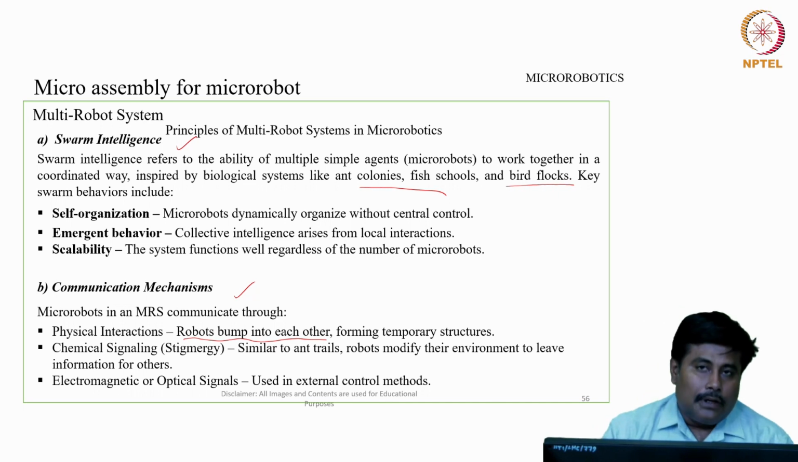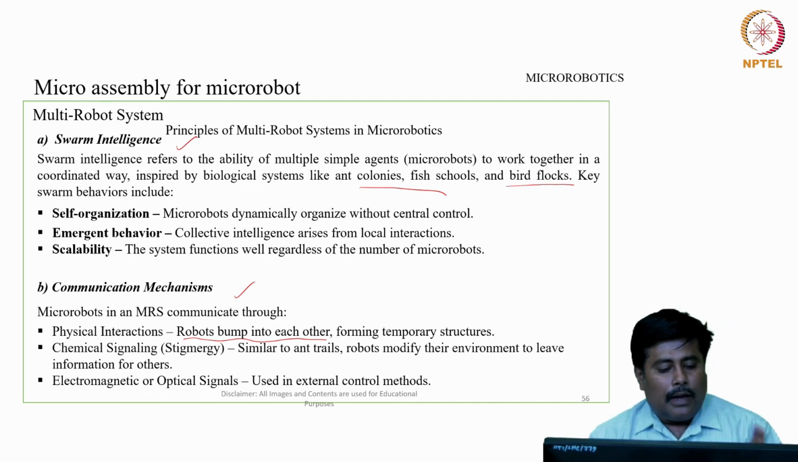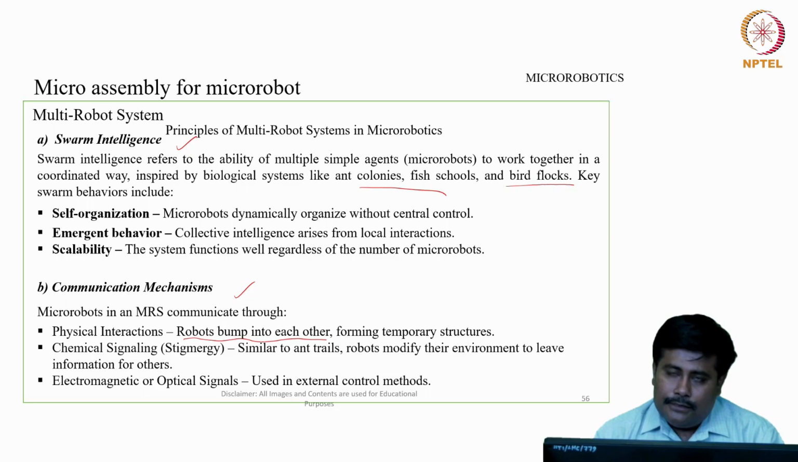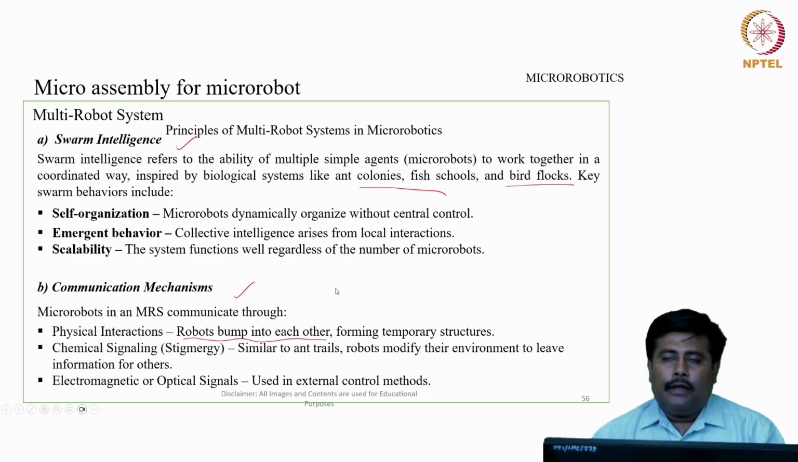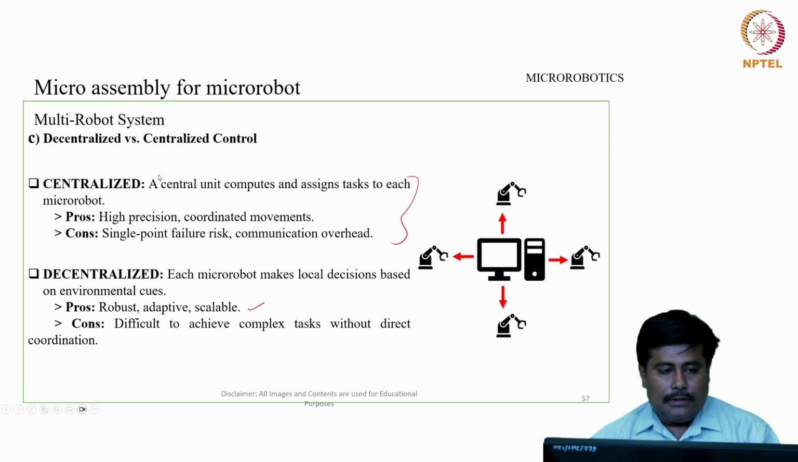Next, one of the important communication methods is electromagnetic or optical signaling. As far as electromagnetic or optical signaling is concerned, it is used as an external control method so that it can interact appropriately. Okay, so these are some of the key functionalities or characteristics of multi-robot systems, with reference to swarm intelligence and communication in a swarm.